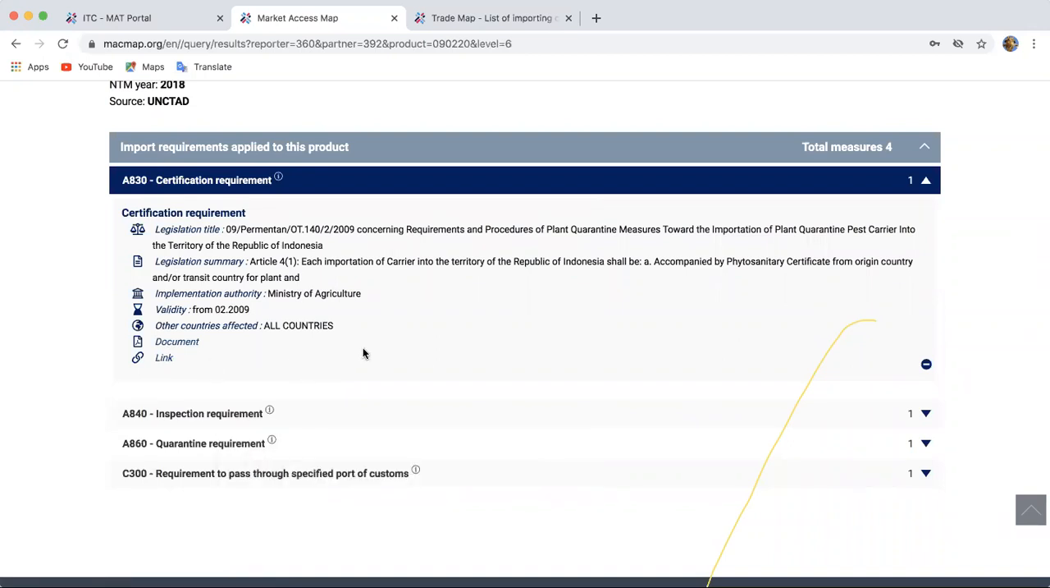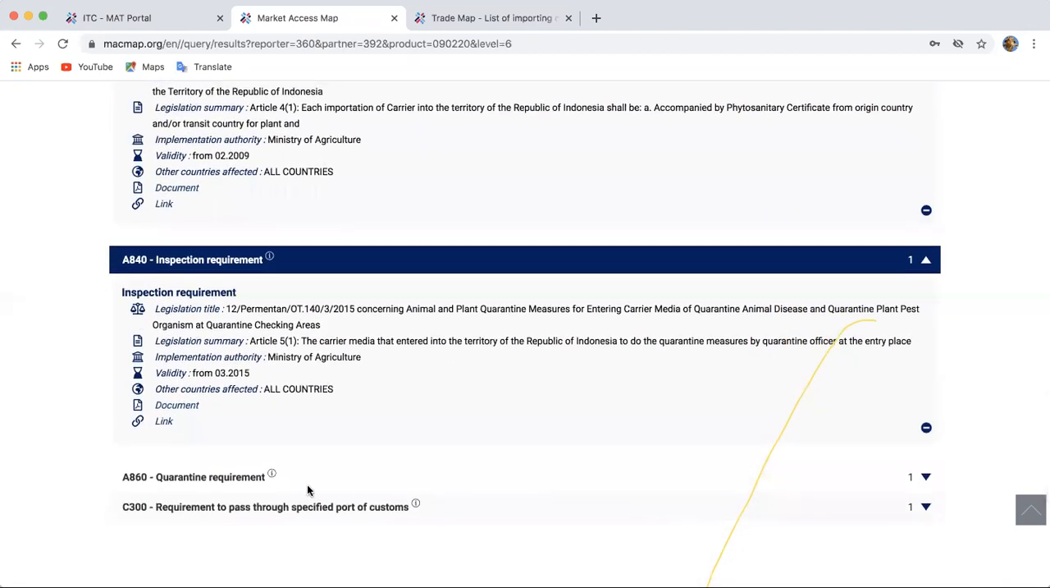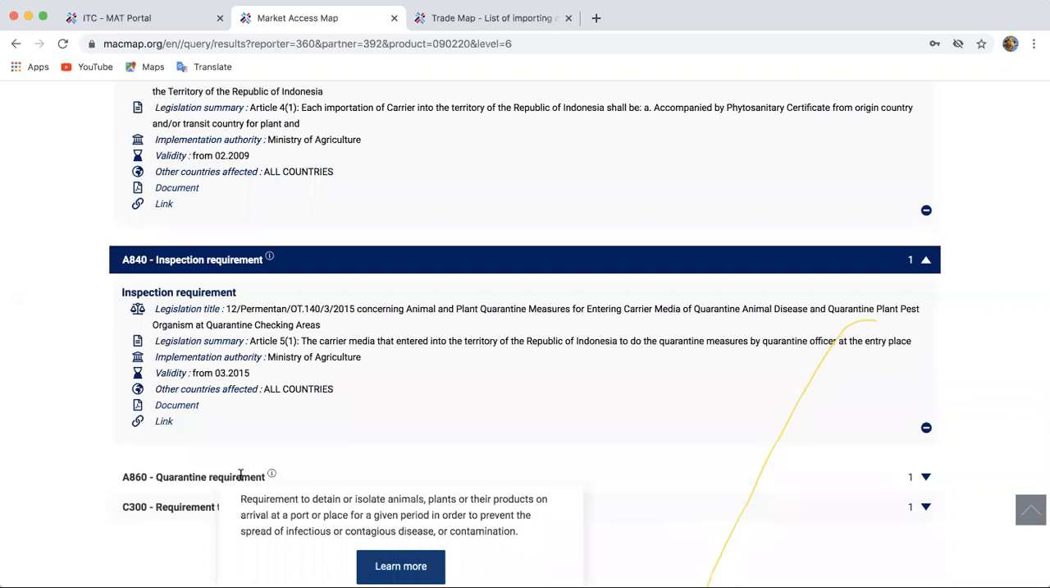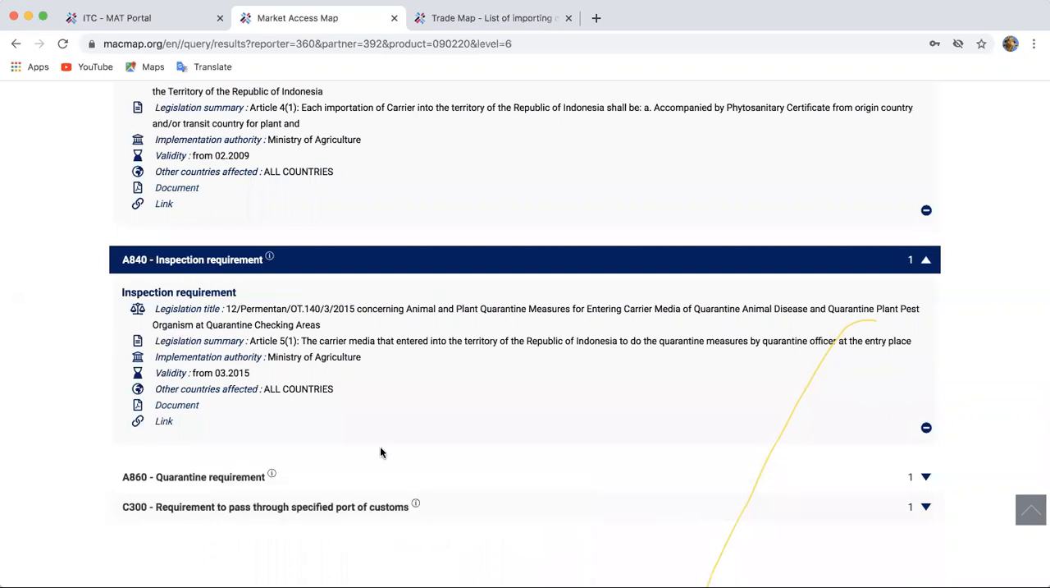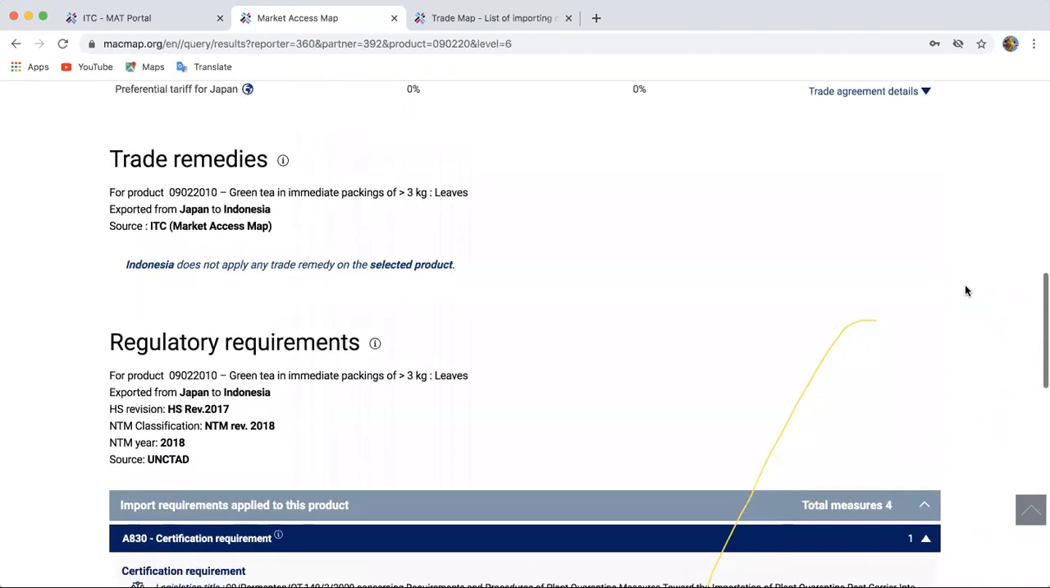In this case, most of these non-tariff measures are related to safety. For example, inspection requirement. You can see that this is a safety measure for certain organisms to enter into the country. So you need to make sure that you're aware of the quarantine requirements of your product, inspections, and the certifications that all go with it. So yeah, we list that here, and you can find the links to the sources if they are available.